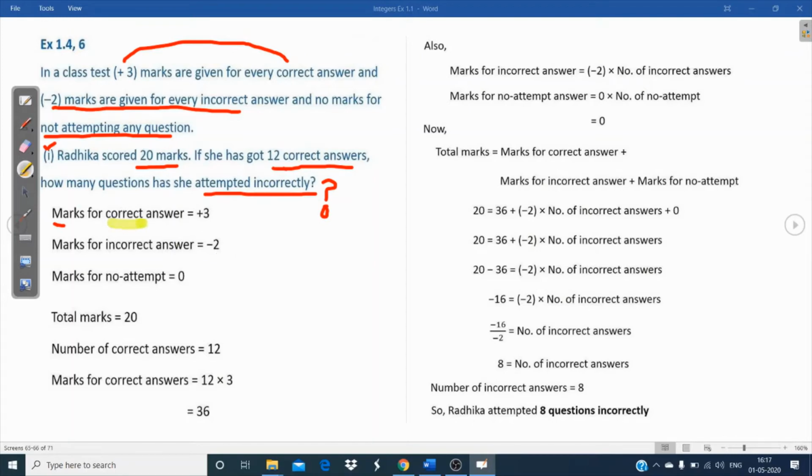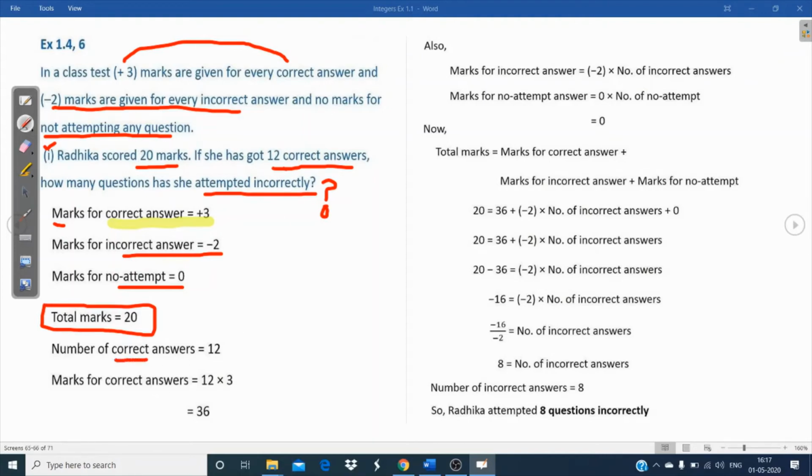Marks for a correct answer is plus 3. For every incorrect answer you get minus 2 marks, and for a non-attempted question you get 0. Now the total score of Radhika is given as 20. So always write the given condition first, students. Now, the number of correct answers. How many correct answers has she given?